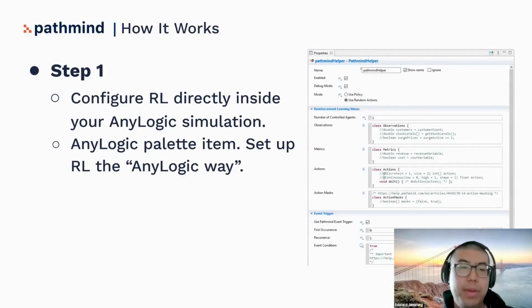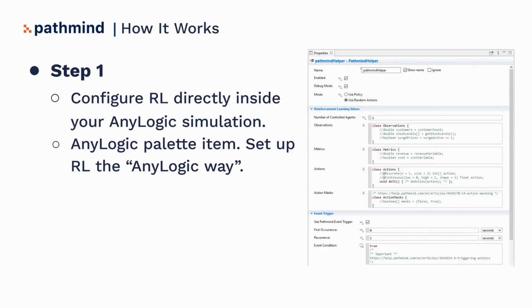So how it works, Pathmind operates in 2 steps. Step 1 is to configure reinforcement learning directly inside your AnyLogic simulation. It's in the form of a custom palette item that you can download and add to AnyLogic. This palette item exposes fields necessary to train a reinforcement learning policy. So you can essentially set everything up the AnyLogic way. There's no need to learn a new paradigm to use reinforcement learning.